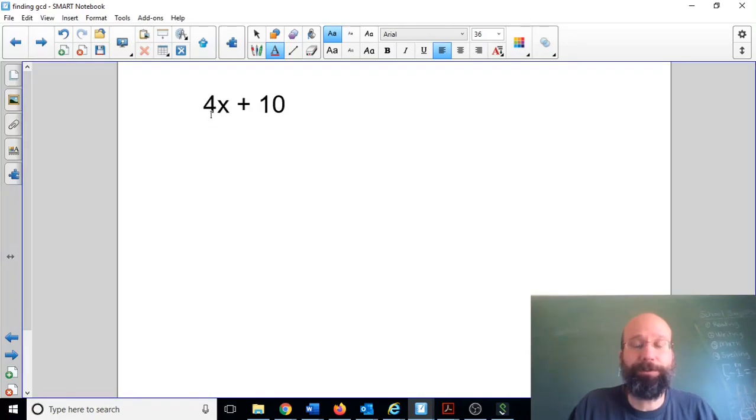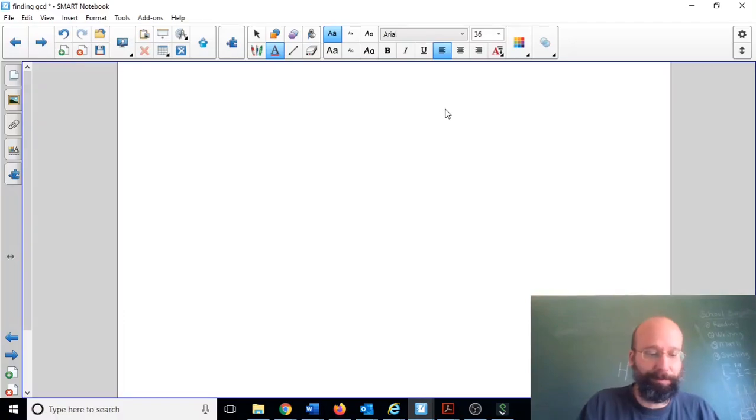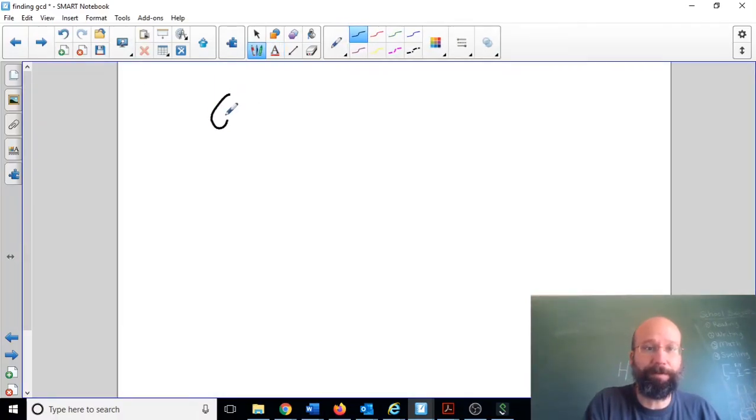The first thing you're going to do, no matter what, is take a look at the numbers. And the best way to find the greatest common factor of a number is to use Desmos. You could do it by hand. Let's give different numbers. Let's just say we wanted to find the GCF of 6 and 10. Just the greatest common factor of those two numbers.